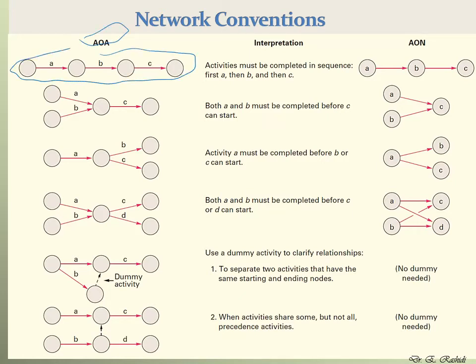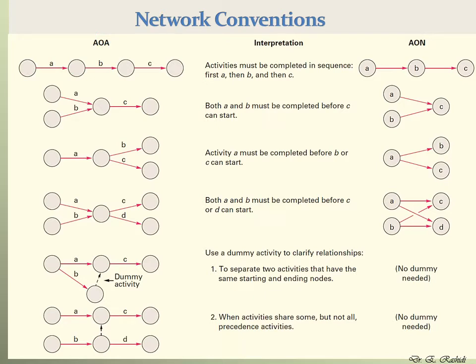As you see here, the activities are shown on arrows, activity A, activity B, and activity C. And this is how we represent this precedence relationship. First, A needs to be completed, then B needs to be completed, and then C needs to be completed. So this is how we show this precedence relationship using an AOA.